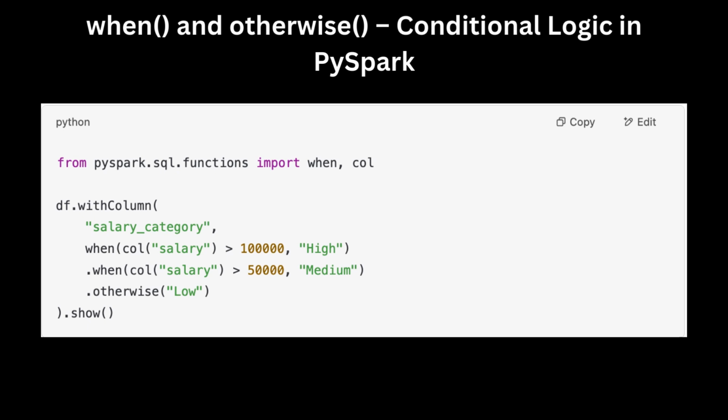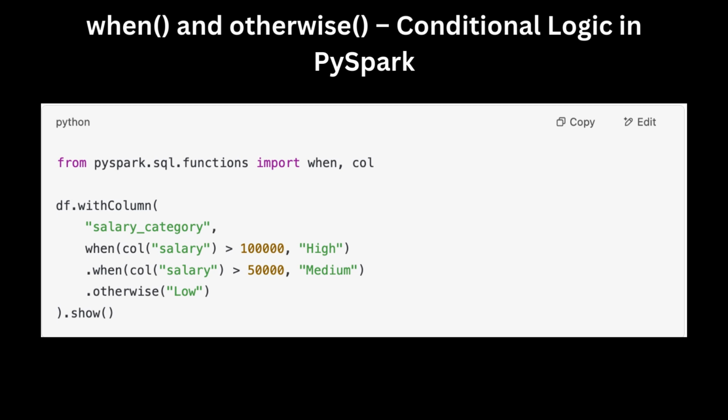In real-world data processing, we often need to apply conditional logic, similar to SQL's case when, or Excel's if statements. In PySpark, this is achieved using the powerful combo of when and otherwise functions from PySpark SQL functions. Let's look at the basic syntax. This code adds a new column called salary category based on the value of the salary column.